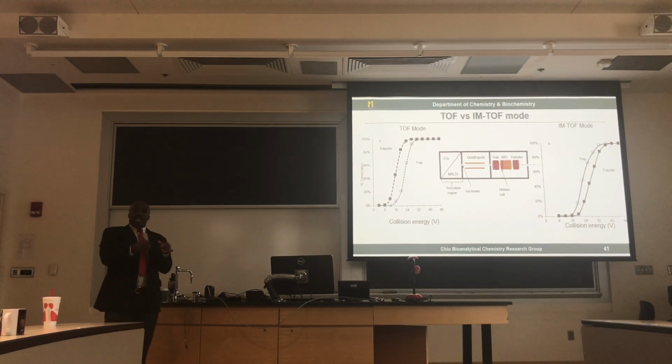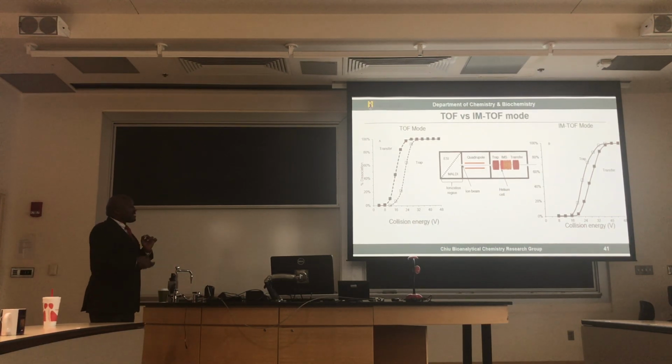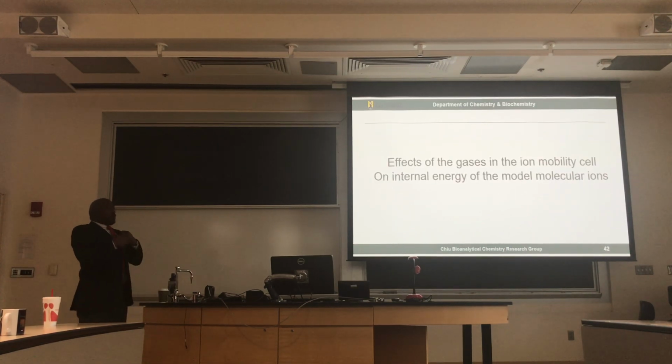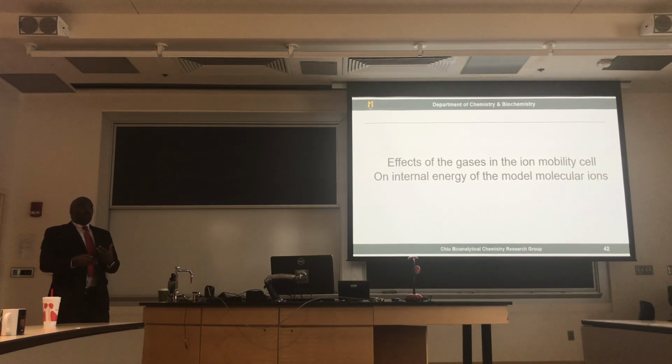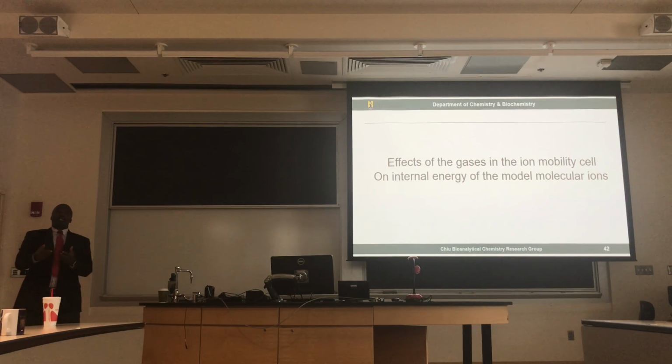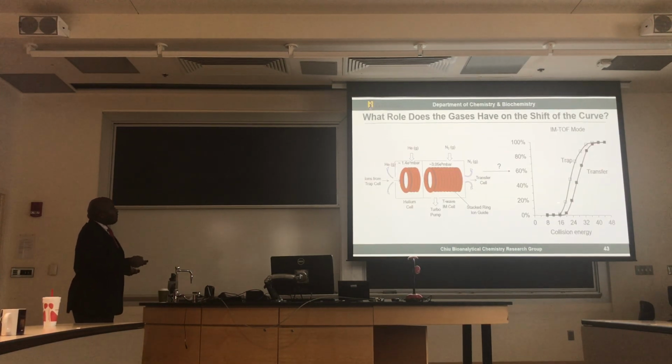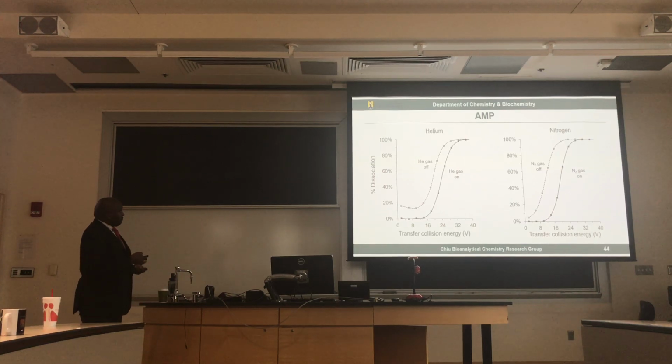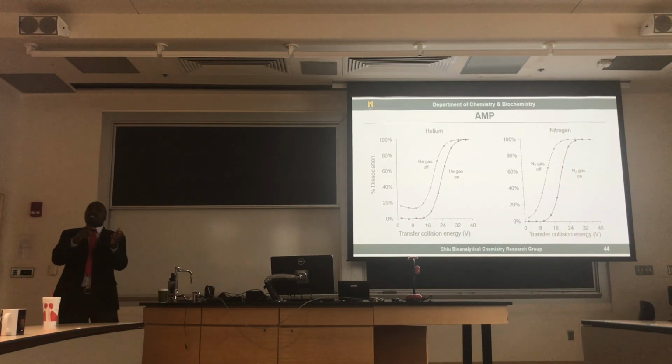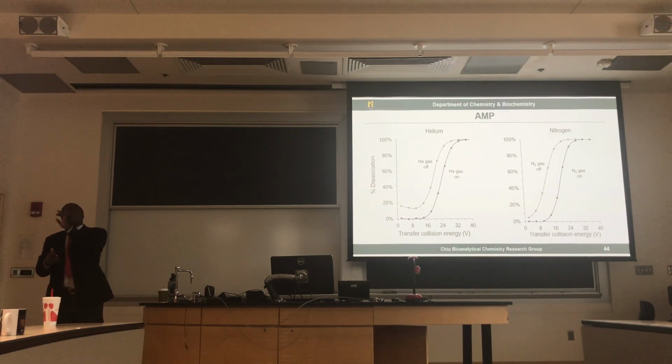It's because the internal energy of the ions in the trap region is less than the one in the transfer region. And then we asked ourselves, what is the role of the gases in the internal energy of the ions, and so the gap that we are seeing between the trap and the transfer in the ion mobility mode. So we turned off these different gases sequentially. For example, you turn off nitrogen or you turn off helium, because you cannot turn both of them off because the transmission will be poor.